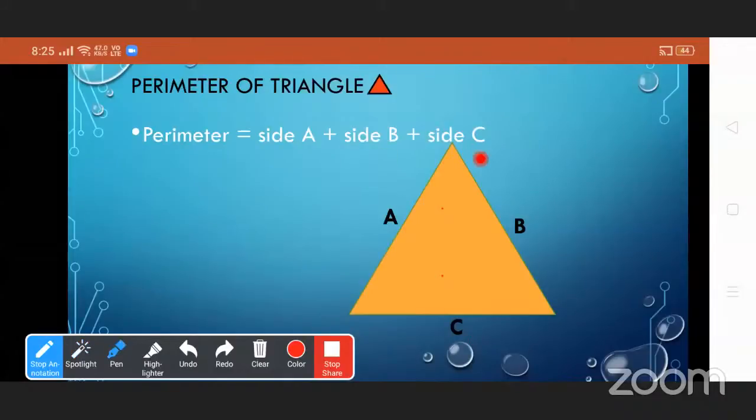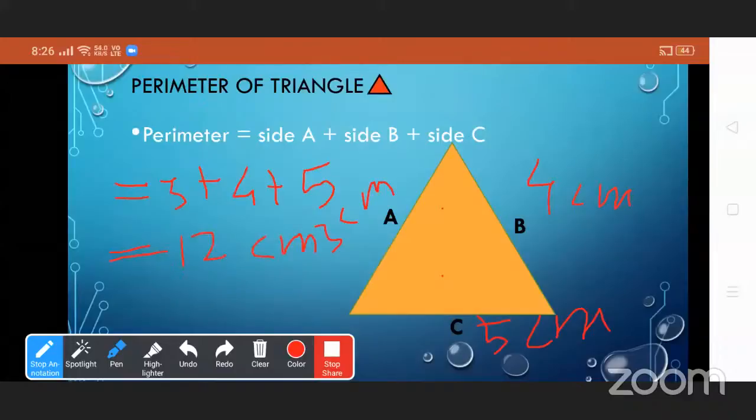Okay. Now, if side A is 3 centimeter, and side B is 4 centimeter, and side C is 5 centimeters, what is the perimeter of this triangle? Can anyone tell me? 12 centimeter. Okay, good. Now let's see. Side A is 3 centimeter, 3 plus 4 plus 5. So 3 plus 4 is 7, 7 plus 5 is 12 centimeter. Good. The perimeter of this triangle is 12 centimeter.